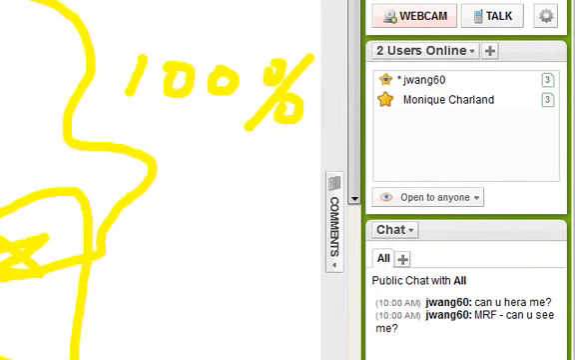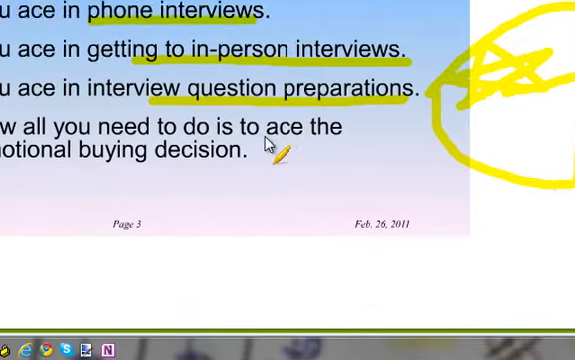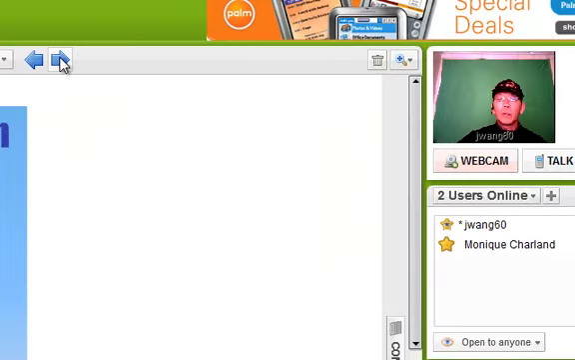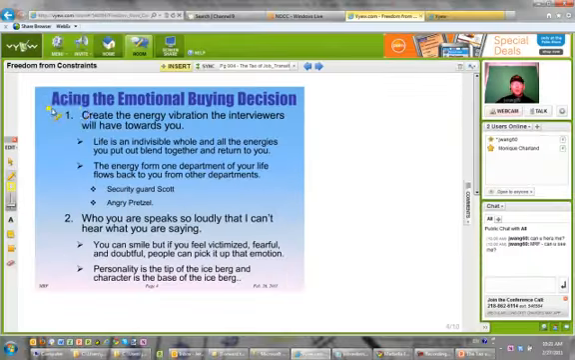And then the rest, now all we need to do, which is the final step, is to ace the emotional buying decision of the hiring manager to say, amongst these 15 people that I have seen, I'm going to pick this one. Granted, there is fierce competition, granted. But that's why we have the Tao of job transitions. We're going to use the universal law. So how do we ace the emotional buying decision?